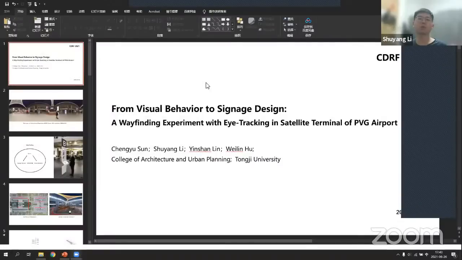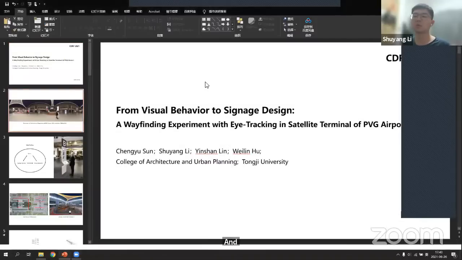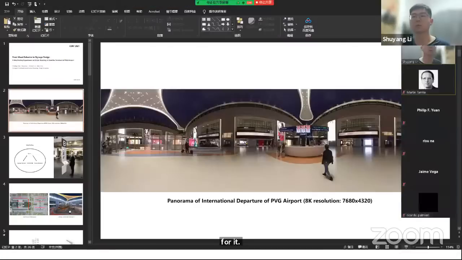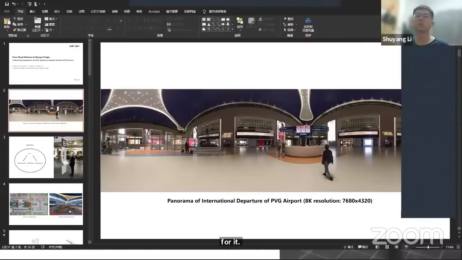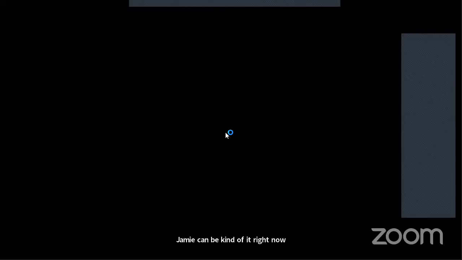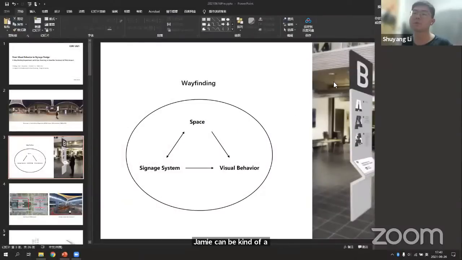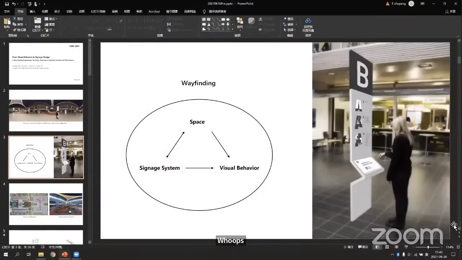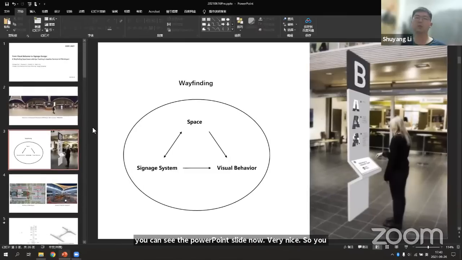I'm sorry, I'm back now, and today I will give a presentation about our research about wayfinding. Julia, we can, okay. Something is coming here now. Good. Like just start here, and the view. We can see the PowerPoint slide now. It's very nice. Okay, let me go on.